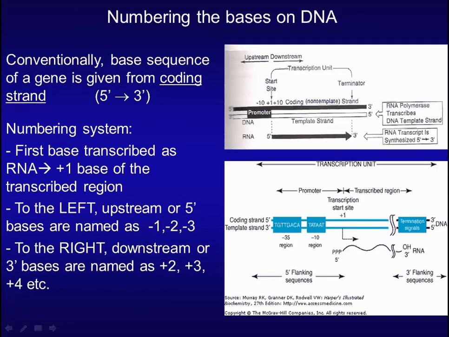Conventionally, the base sequence of a gene is given from the coding strand in the direction of 5' to 3'. The first base transcribed as RNA is designated as the +1 base of the transcribed region. To the left, upstream of the 5' base, are named -1, -2, and -3, and so on. To the right, downstream of the 3' bases, are named +2, +3, and so on.